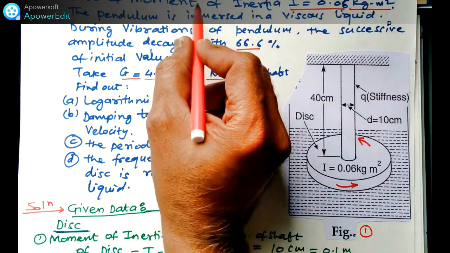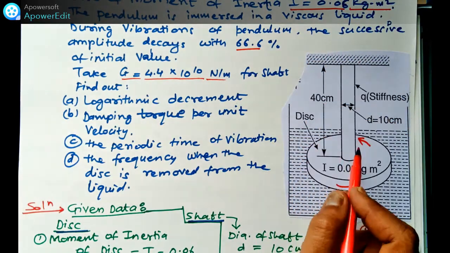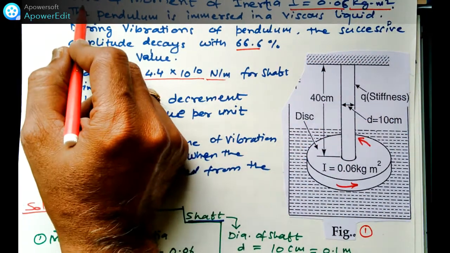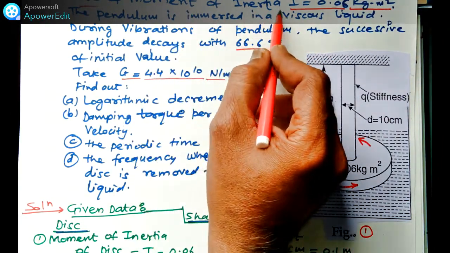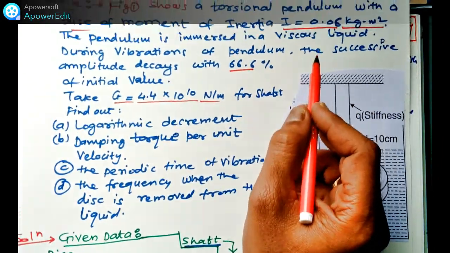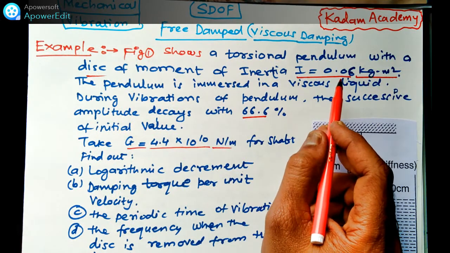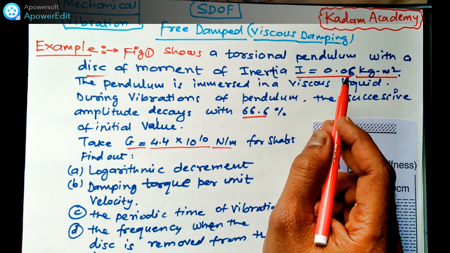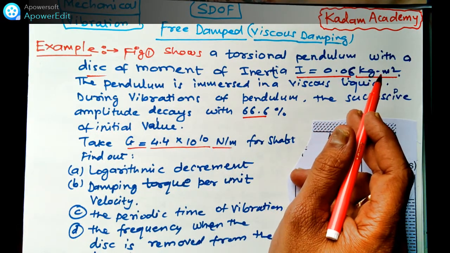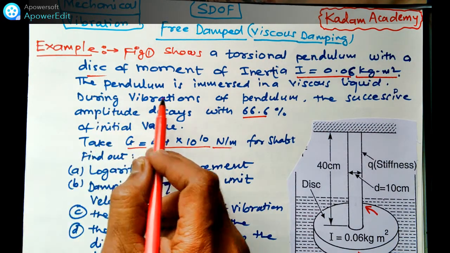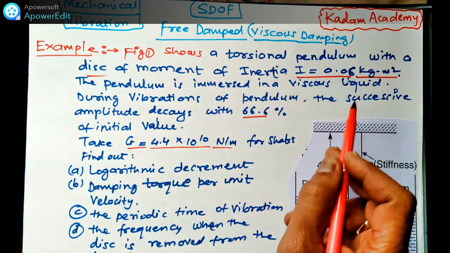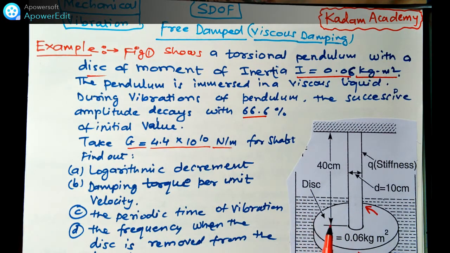I will read it. The torsional pendulum. This is nothing but the torsional pendulum with a disc. This is the disc of moment of inertia I, where I is equal to 0.06 kg meter square. It's given data. The pendulum is immersed in a viscous liquid. This is the viscous liquid. This pendulum is immersed.